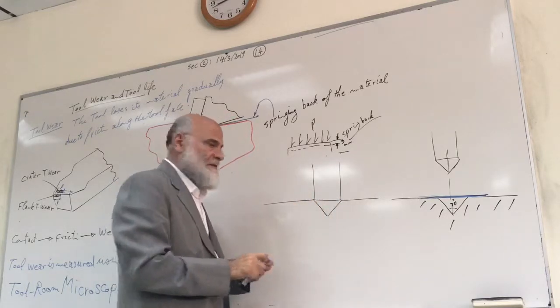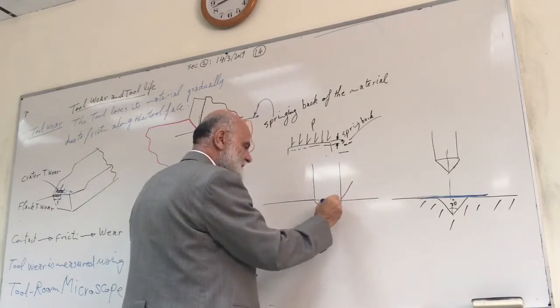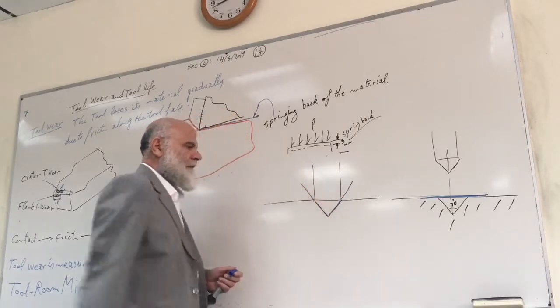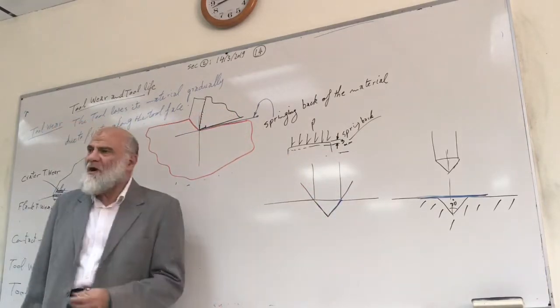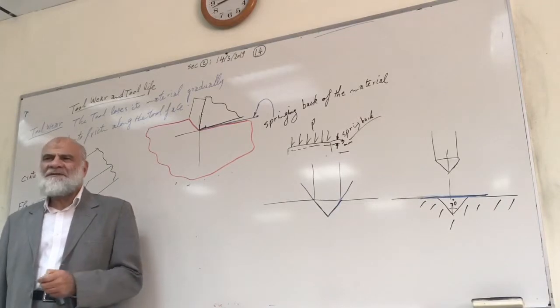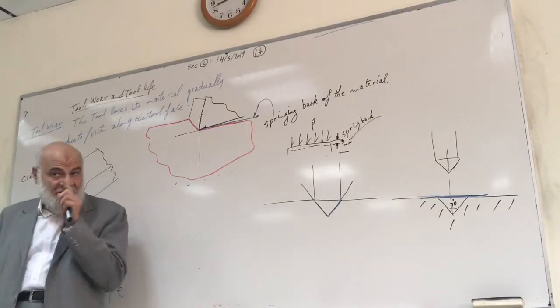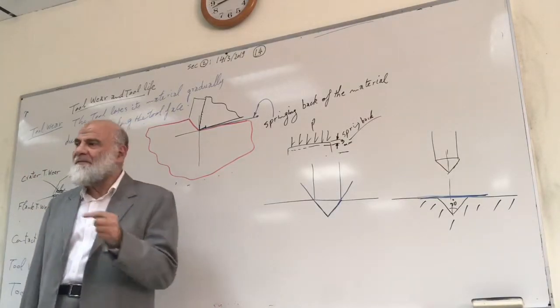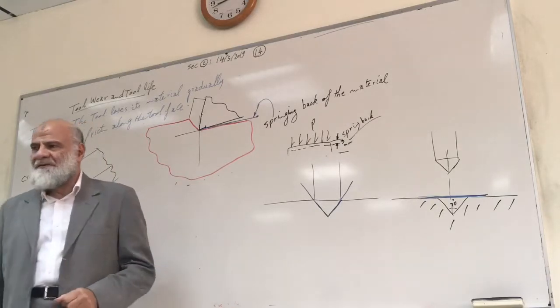Then the sheet will be like this. This is the sheet. Now the sheet, how many angles? How many degrees? 90. The sheet between the die and the punch is 90 degrees.